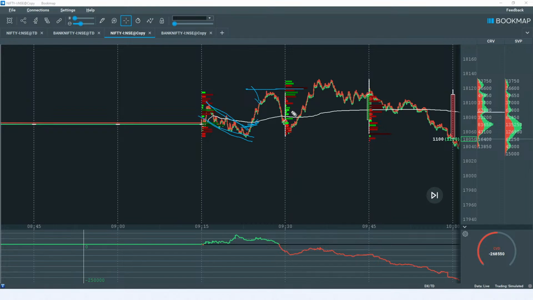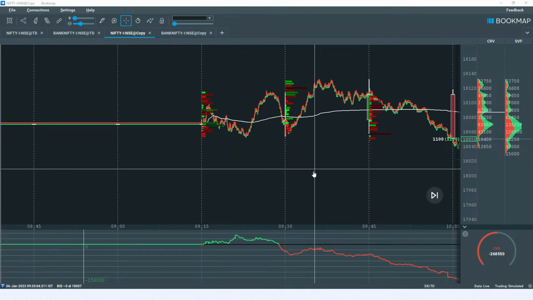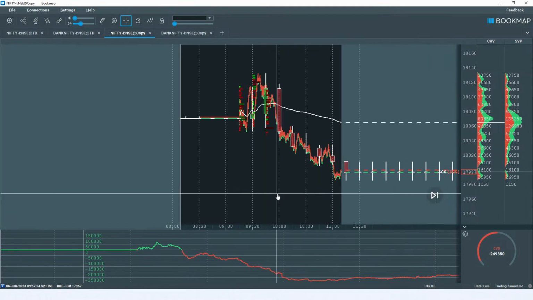What does the blue dotted line indicate? Just a moment. I think those are the lines that I have drawn.